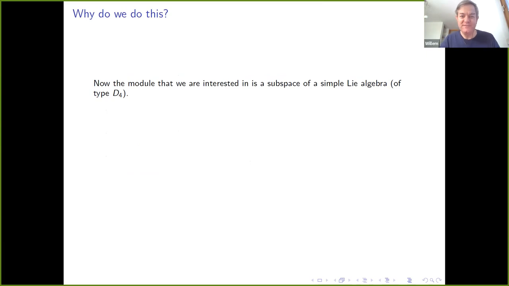So why do we do this? Now we have our module that we're interested in as a subspace of a simple Lie algebra of type D4, so SO8.